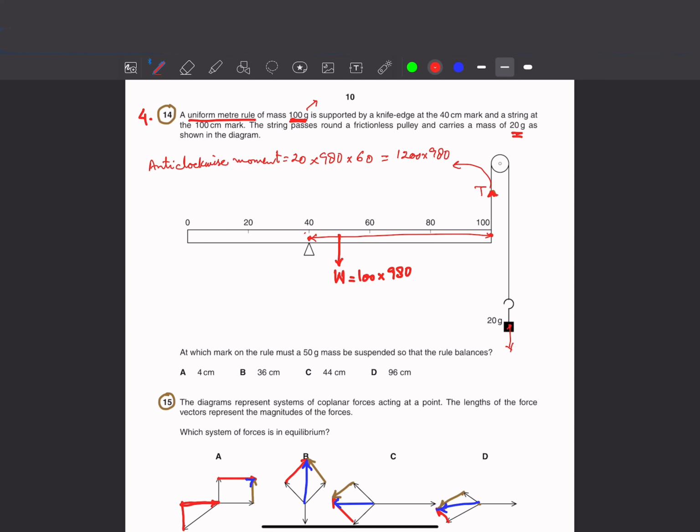I am not using 980 for a purpose. But this will be your anti-clockwise moment. On the other hand, when you consider this weight, you can say that the clockwise moment is nothing but again 100 into 980, but this time what is the perpendicular distance? This is the perpendicular distance. So here you have 50 and here you have 40, so this is nothing but a simple 10. So if you want to write, you can write that here we have 1000 and 980.